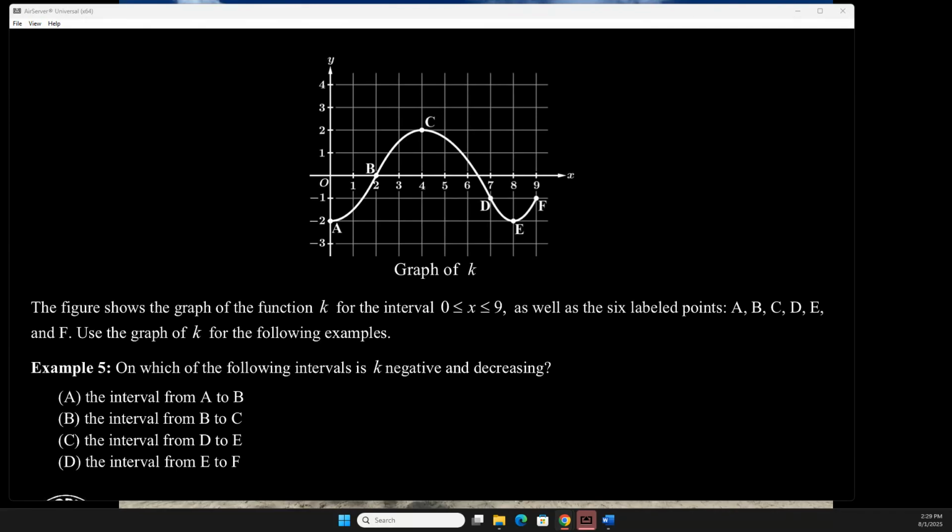Yes. Decreasing, we're going to be falling. Falling below the x-axis is from D to E, which is choice C. Nice job.